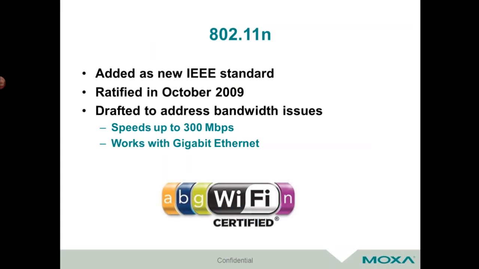So 802.11n, again, is the newest ratified standard. It's already starting to show its age. It was ratified in October of 2009, and again, it was drafted to address some of the bandwidth issues of the older standards. People wanted faster speed. People wanted it to work with gigabit Ethernet. The one thing you'll notice in 802.11n and 802.11ac devices is that most of the Ethernet ports are gigabit, because otherwise you would have a backlog through the Ethernet port if you only had a 10/100 megabit Ethernet port as opposed to gigabit.